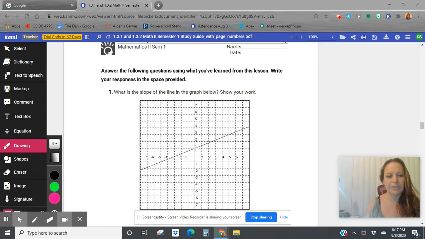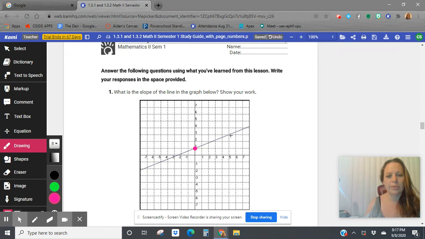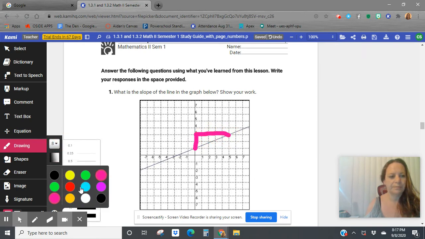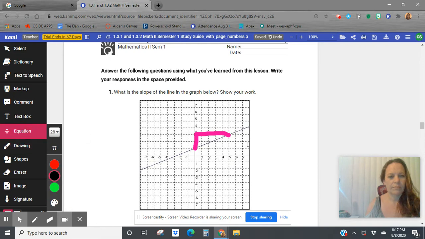But if I choose this dot here as a starting point, and then we're just counting up and over until we hit the next corner, maybe over here, I'm counting up 2 and over 1, 2, 3, 4, 5. So I would write my slope as m equals 2 over 5.